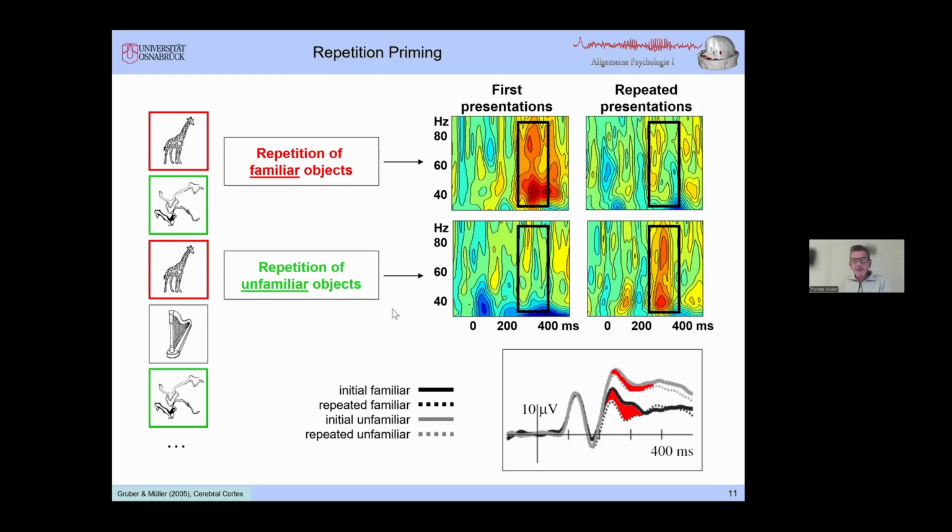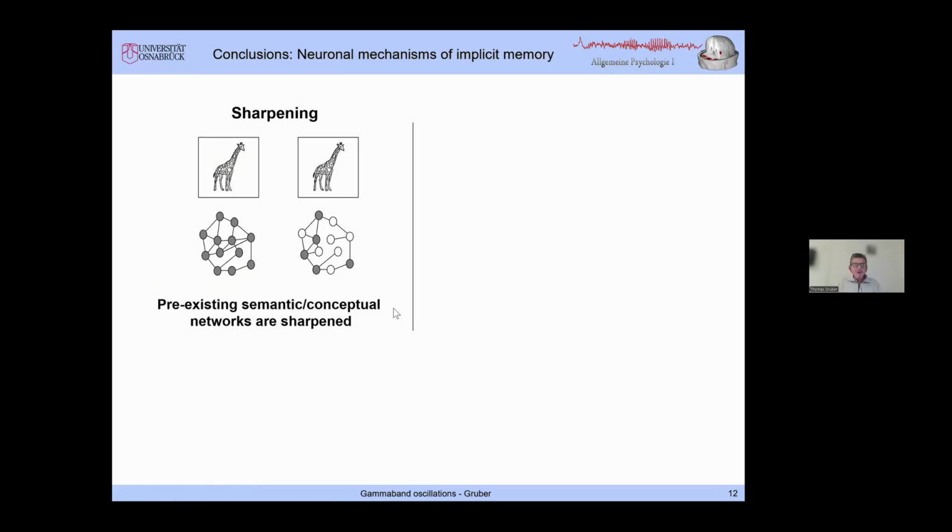So how can we interpret these findings? As follows. If you repeat a familiar object, then for the second presentation, your network must be more efficient because you're faster. We see priming effects. So somehow this network must become more efficient. And one way to make a network more efficient is just not to activate the whole network. If you see a giraffe for the second time, you don't need the color of a giraffe or the information that it has 4 legs or whatever. You don't need everything to say it's a giraffe. So this network is sharpened. That's the term for this process, a sharpening of a network. And this sharpening is reflected in a decrease in gamma band responses.